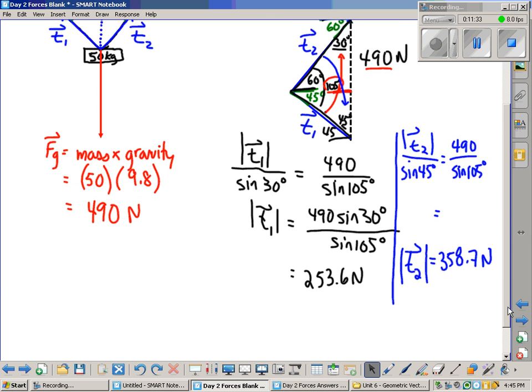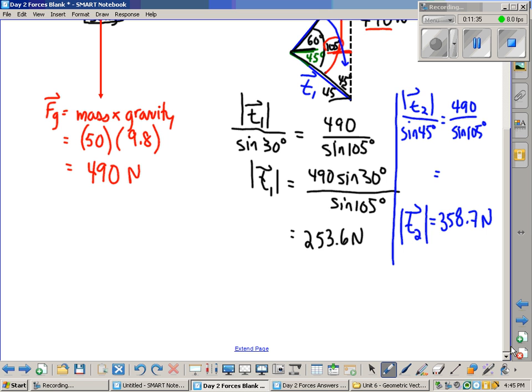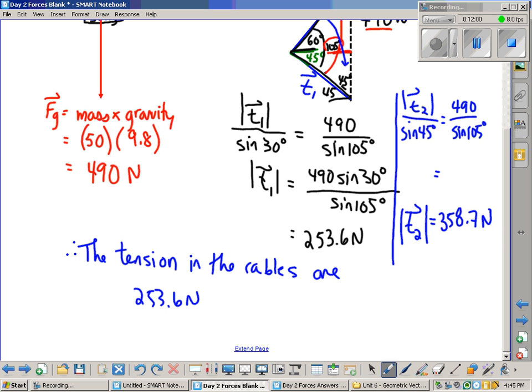And we'll just finish then, since this is a word problem, we'll finish with some actual words. So therefore the tension in the cables are 253.6 newtons and 358.7 newtons respectively.